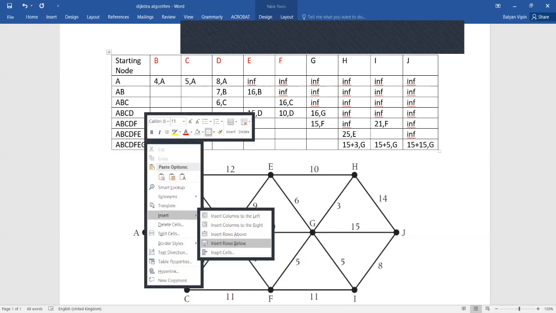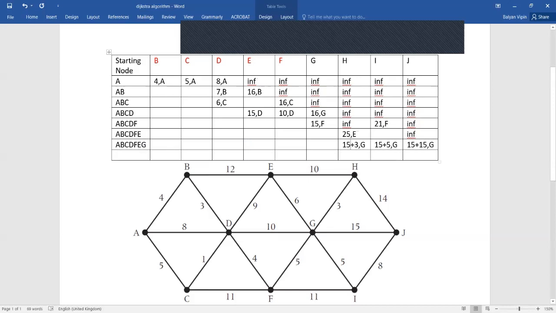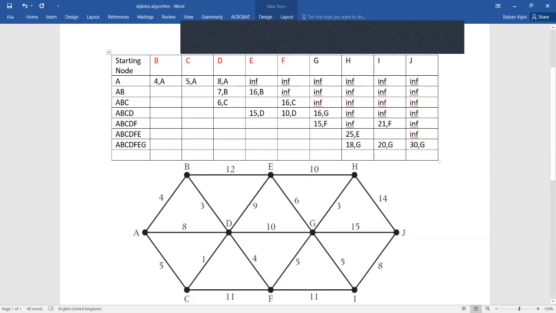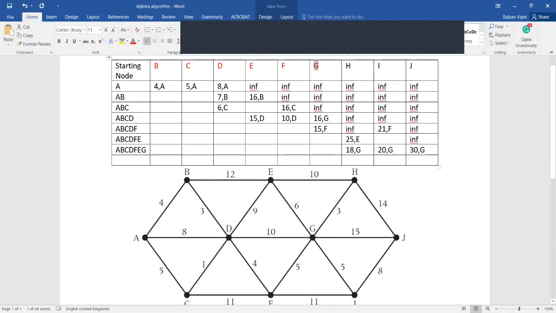Insert one row below again. So what is this? This is 18. We changed it because the earlier value is greater as compared to the newer value, and the cost is higher. 20, this is 30. Now, we are on G, so we already use G. Basically, we need to make it red.